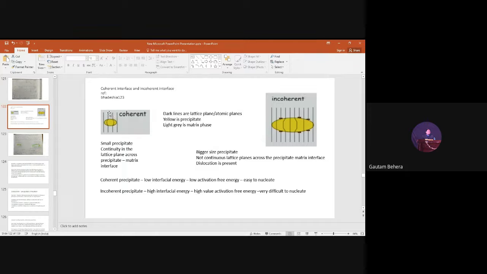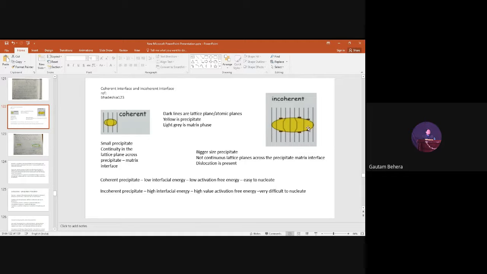That means the lattice parameter of the matrix and the precipitate should be nearly the same. But sometimes what happens, the crystal structure may be the same, but the lattice parameter is slightly different. So that's why there is a bending, right? There is a bending of the lattice plane inside the precipitate. But this bending and this bending, what is the difference? Here the bending will be more and more with bigger size precipitate.